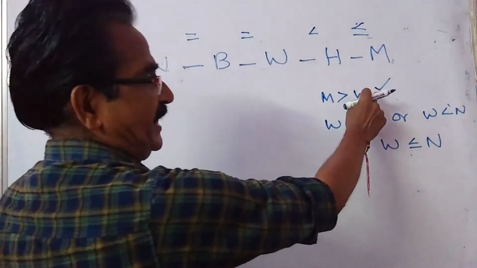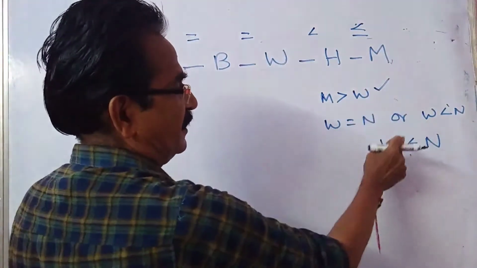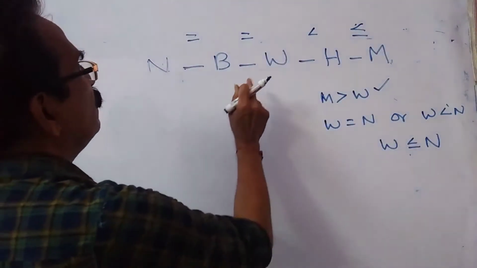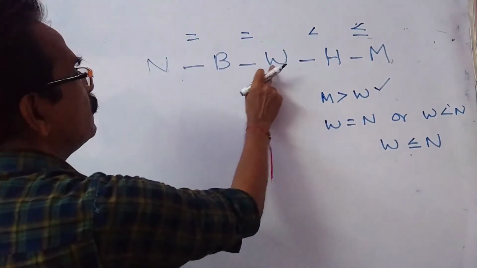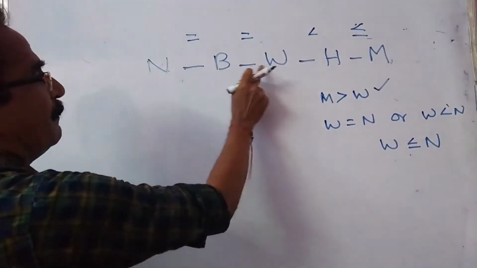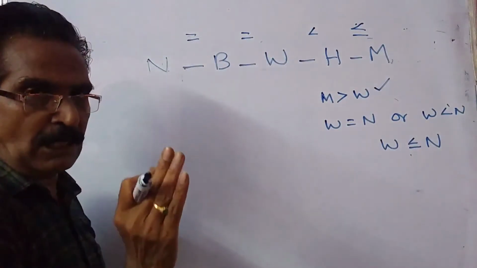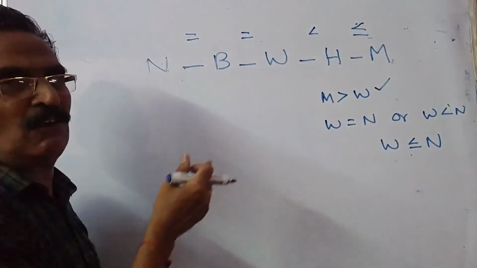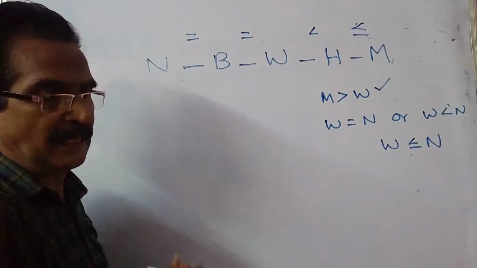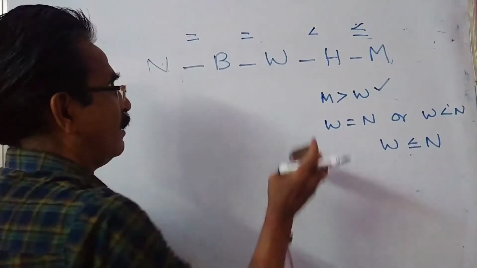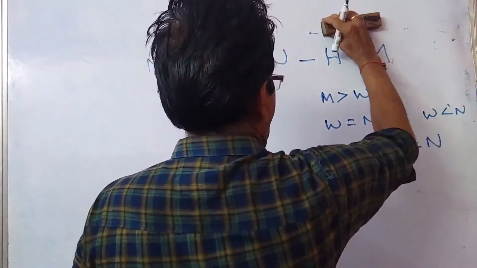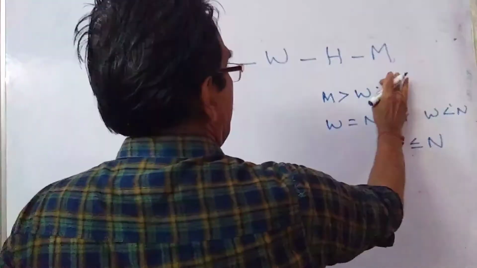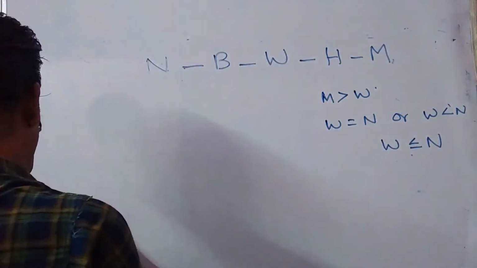First conclusion is satisfied. Now let us see the second conclusion. W less than or equal to N. No, W is equal to N. What we want? W less than or equal to N. So second option is not valid. Second option is also incorrect.